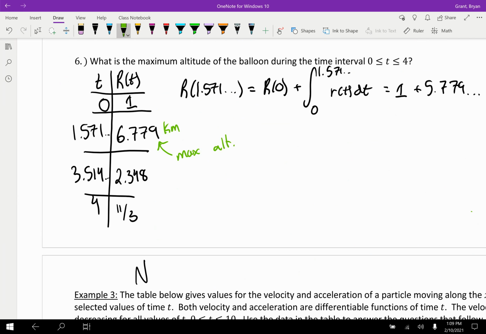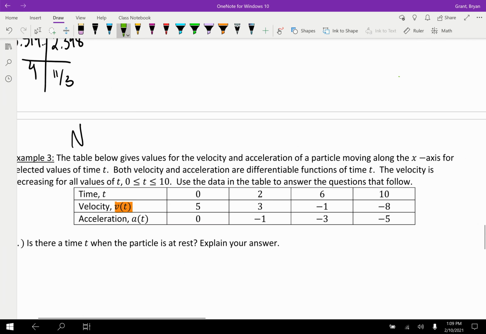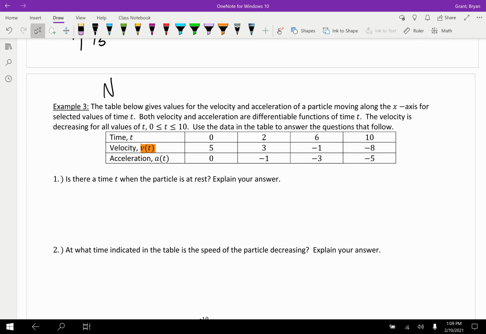Now that we've finished our calculator algebraic approach to our real-world problems for particle motion, we're going to go ahead and move on to our last question, which is presented in a tabular or numerical manner, and we'll see what we're doing here. So, it gives values for velocity and acceleration. A particle is moving along the x-axis. Velocity and acceleration are differentiable functions, right? So that means that they are both continuous as well. That'll probably come into play shortly.